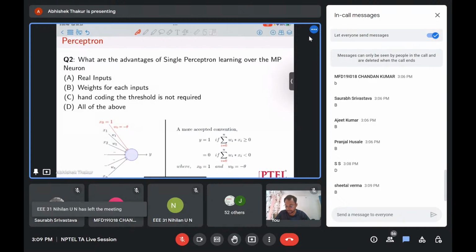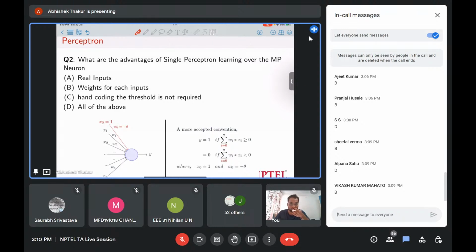First I will ask all of you to answer, and after that I will solve the question. The second question is: what are the advantages of single perceptron learning over the McCulloch-Pitts neuron? There are four options. First is real input. Second is weights for each input. Third is that hand coding the threshold is not required. And fourth is all of the above.